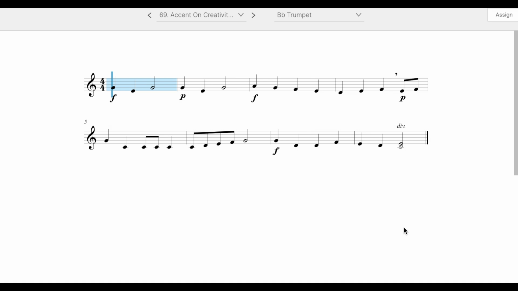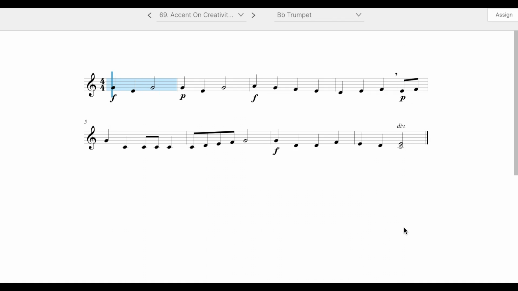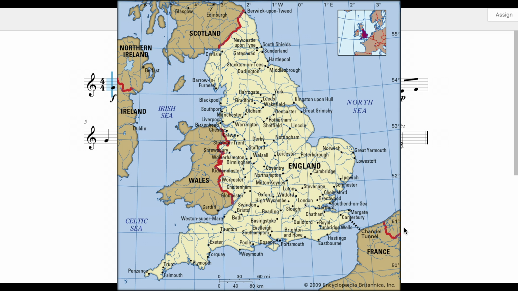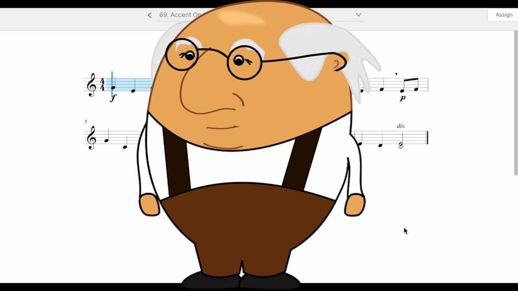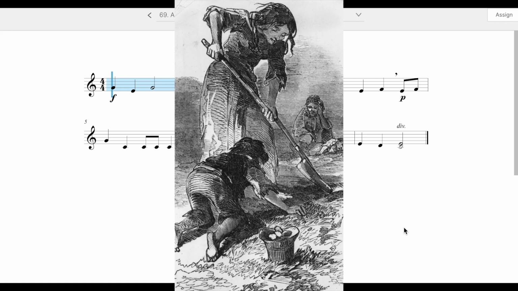Your book says that this is an American folk song, and that's not exactly true. It actually comes from England. It was first published in 1906, but it actually came from the 1850s. This Old Man actually references Irish immigrants who fled from Ireland during the potato famine.